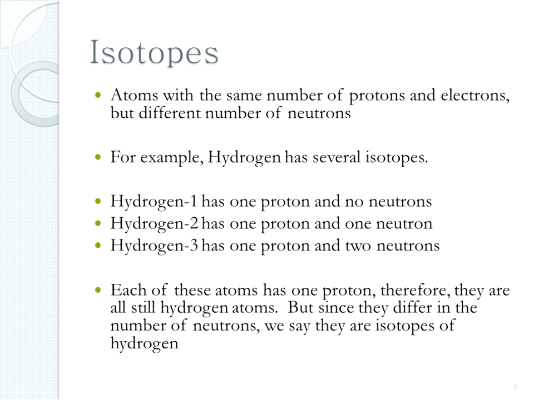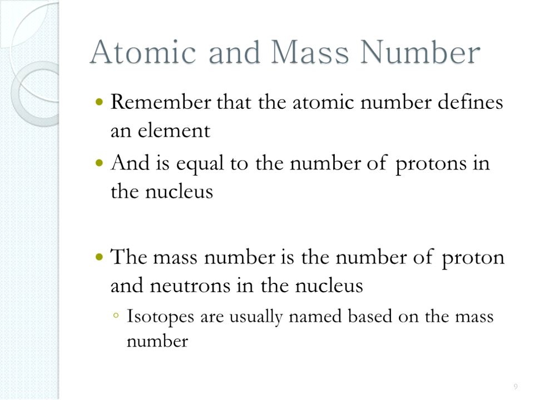In that case, what we need to look at is the mass number. There are atoms that have the same number of protons and electrons, but a different number of neutrons. And when that happens, these different versions of the same atom are called isotopes. We identify isotopes by their mass number. The mass number gives the mass of the nucleus, so it tells you all the particles in the nucleus. And isotopes are usually named based on the mass number.